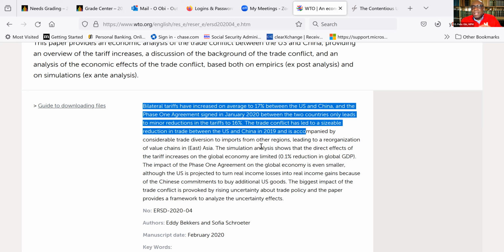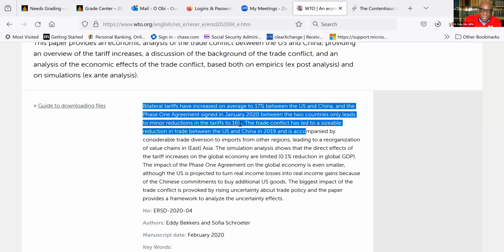In fact, that's when I will pivot. The second article, which is an article from the World Trade Organization, which conducted an economic analysis, finds that because of bilateral tariffs between the United States and China, tariffs have increased to 17% between the US and China, and I would just say between the two, and lead to a minor reduction in tariffs. The trade, so I would just say that it finds that the trade conflict has led to a sizable reduction in the trade between U.S. and China in 2019, and is accompanied by considerable trade diversion to imports from other regions.